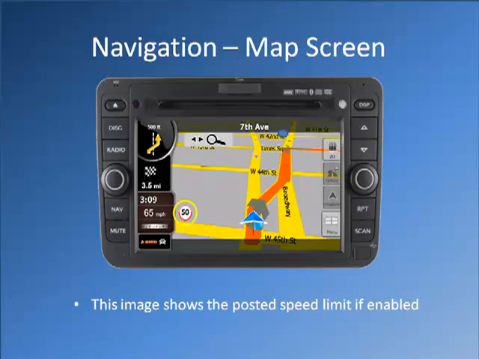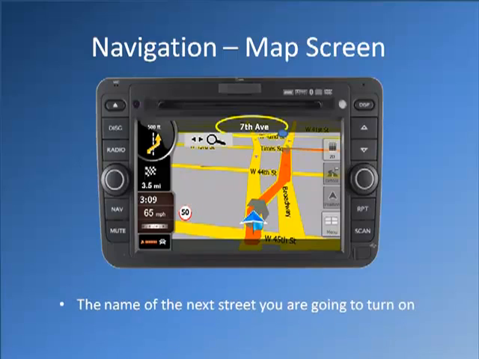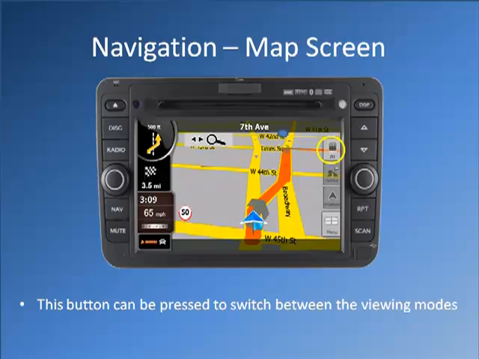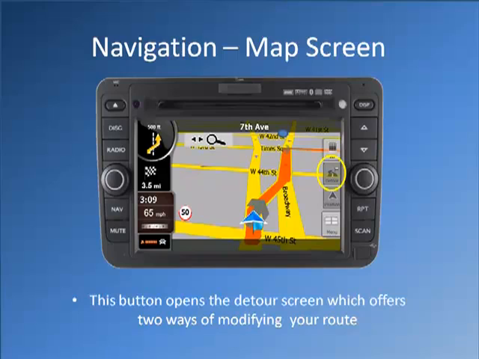This image shows the posted speed limit if enabled, the name of the next street you are going to turn on. This button can be pressed to switch between the viewing modes. This button opens the detour screen, which offers two ways of modifying your route.